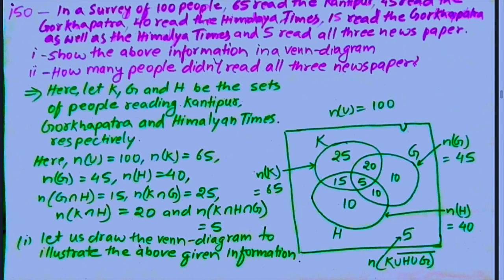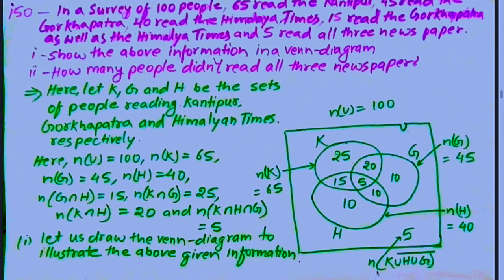Now let's also draw the Venn diagram to illustrate the above given information. The big rectangular box denotes n(U), which is given as 100. The first circle denotes K and n(K) equal 65. The second circle denotes G, meaning n(G) equal 45. The third circle denotes H and n(H) equal 40. Outside all three circles, the value given is 5.